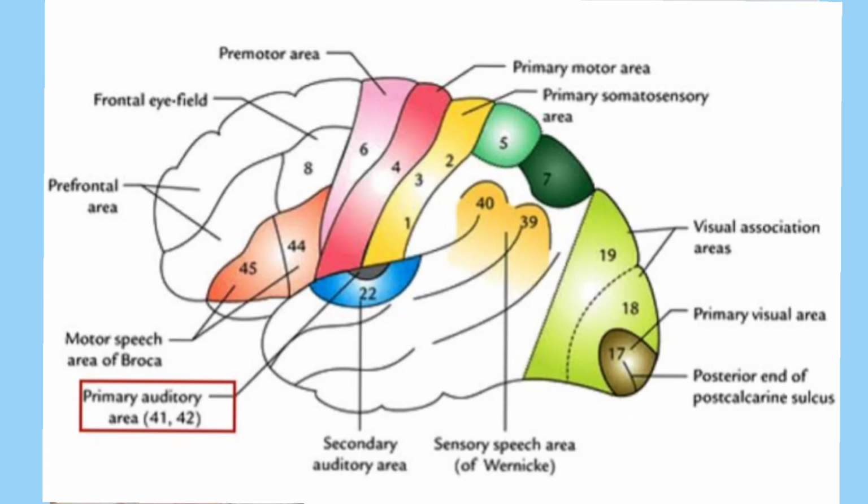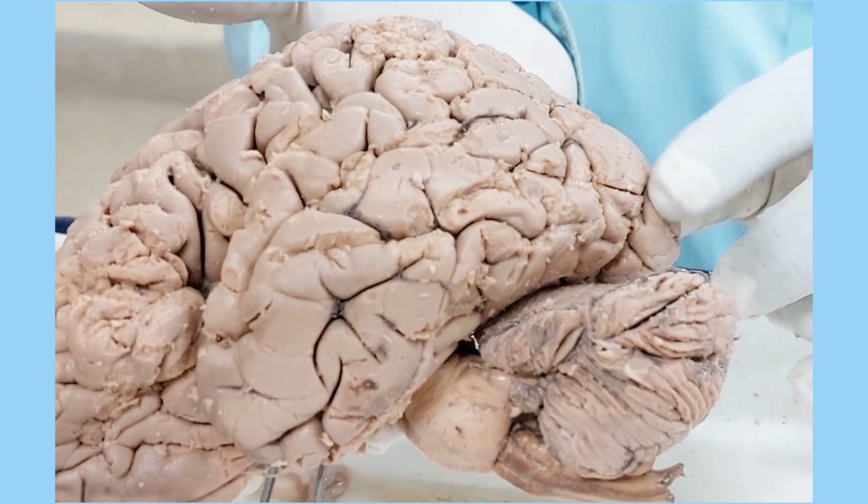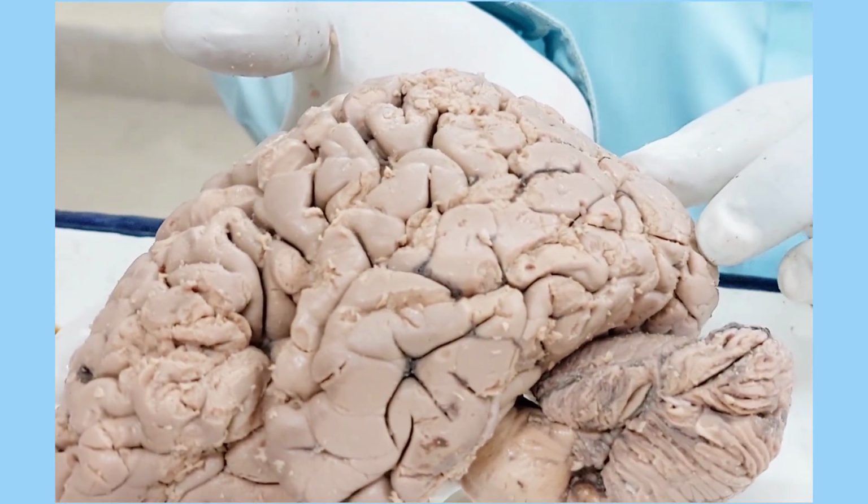Area 44 and 45, then come to the temporal lobe: the temporal pole, area 38, then the superior temporal gyrus, area 41, then 42, then behind it 22, and here are the angular gyrus and supramarginal gyrus in the parietal lobe, and below are the inferior temporal gyrus and the middle temporal gyrus. The most important area is the visual cortex, area 17, then areas 18 and 19.